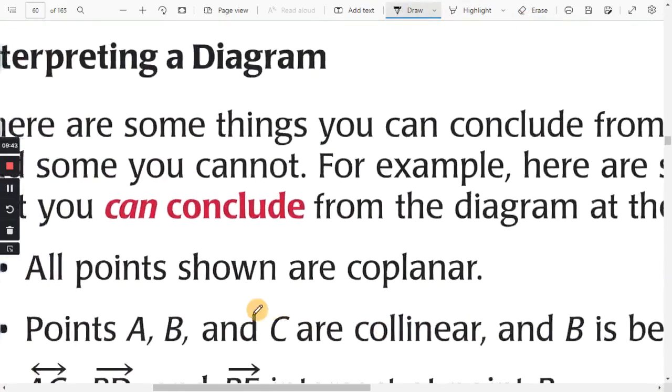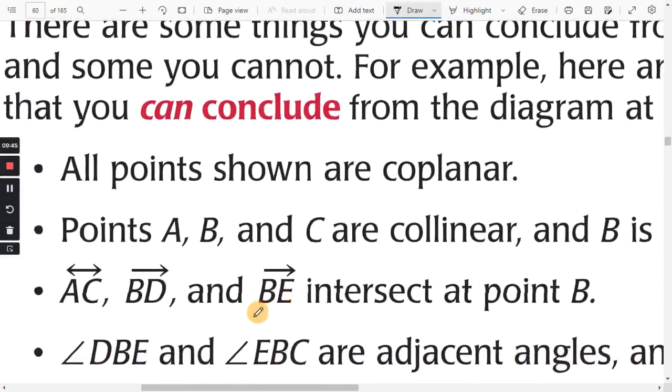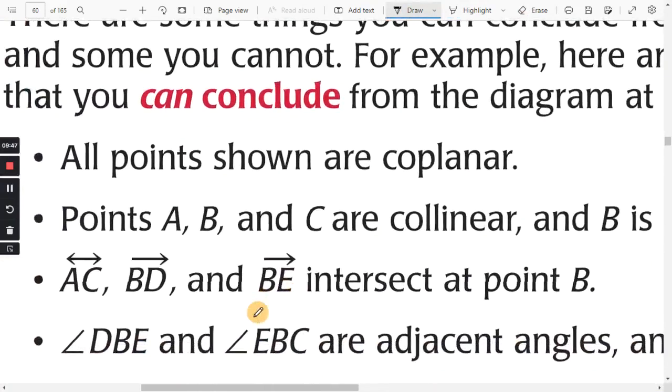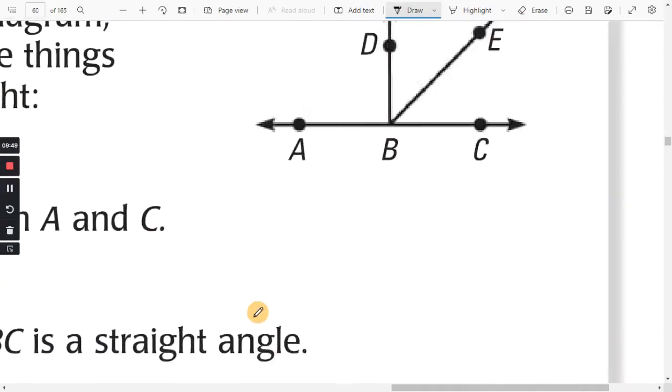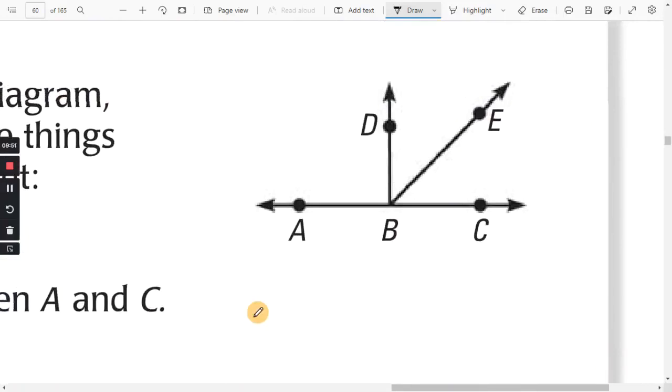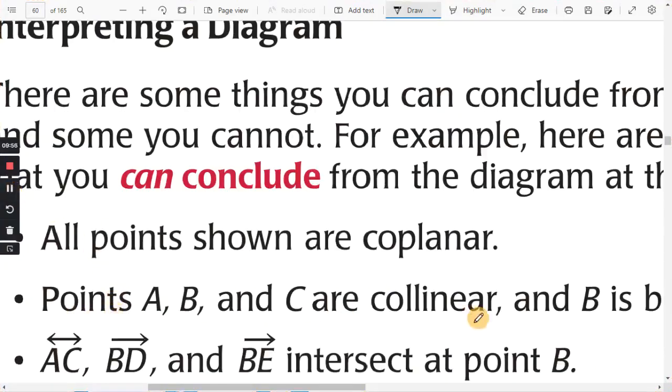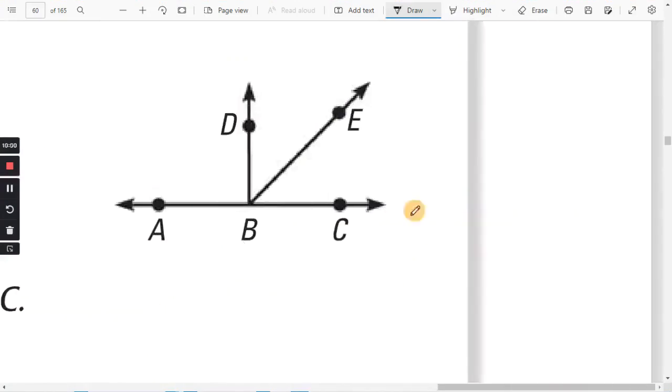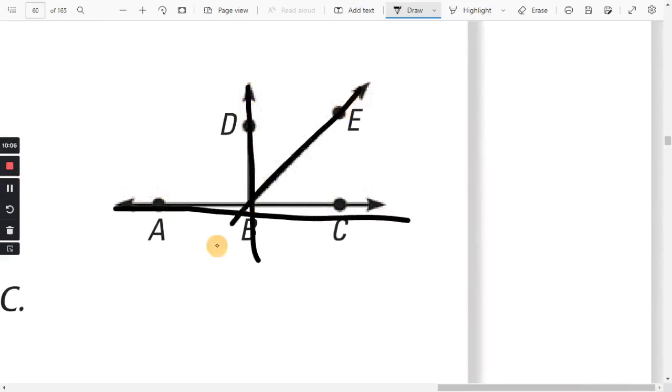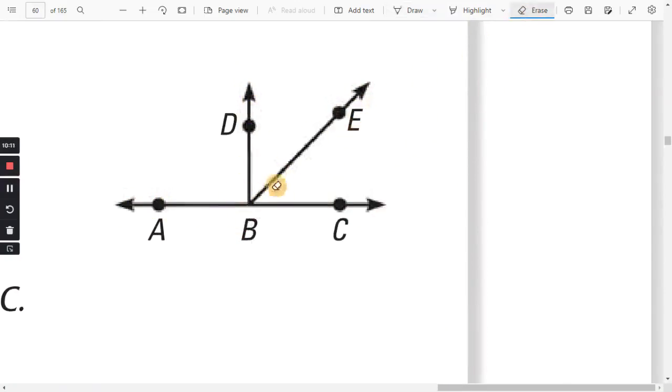All right, and AC, BD, and BE all intersect at point B. Okay, let's see. AC, BD, and BE. Yes, they all meet at point B. So, in other words, you can assume that just by looking at the diagram.